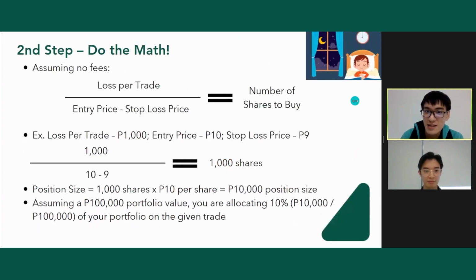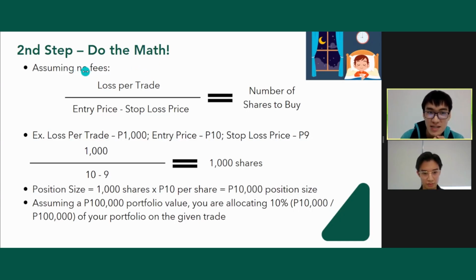So next slide. So next, okay, so this is the very confusing part because it involves math. So di talaga maiwasan to, di ba? So if you're gonna trade, you have to do a bit of math, just arithmetic math, di ba? Di naman super complicated. So how do we compute for your position size? So first, this is assuming na walang fees. Okay, so no trading fees, yun muna.